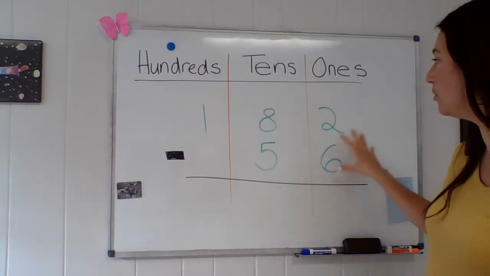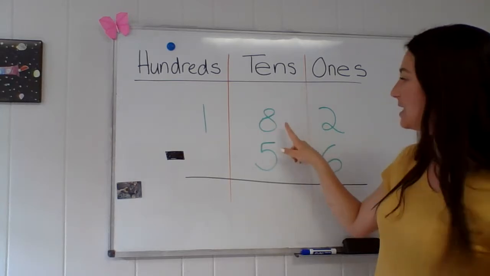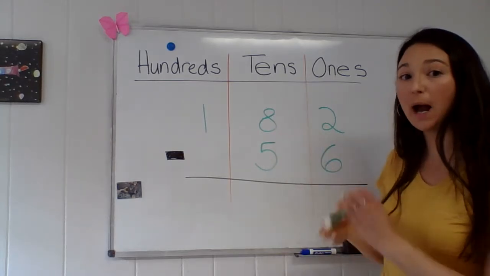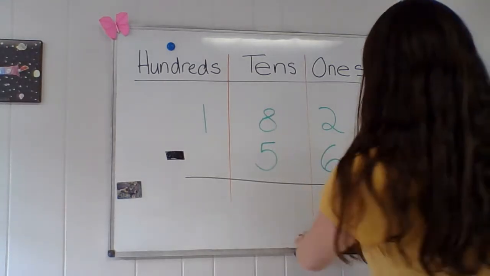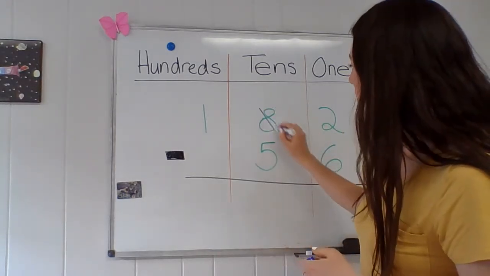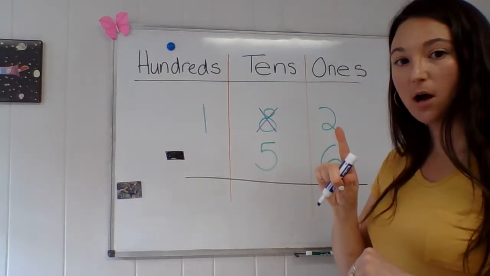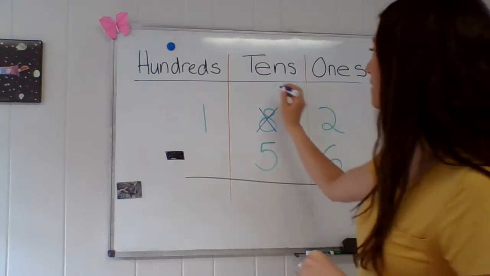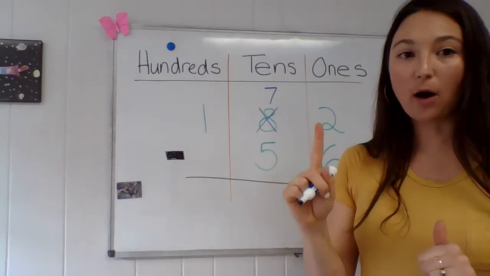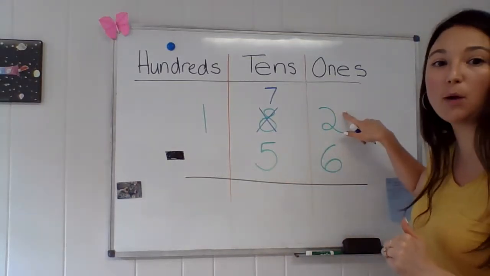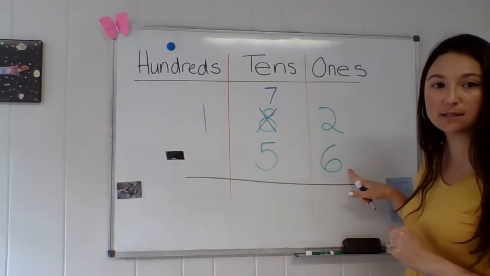So what I'm going to do is I'm going to borrow from my tens place. So my tens place has 8 tens. So I'm going to take one of those tens. So, use a different color to show. Okay, so I'm going to take one of my tens away from my tens place. That will leave me with 7 tens left over. And that 10 that I borrowed, I'm going to give it to my ones place so that I can have enough to take away 6.